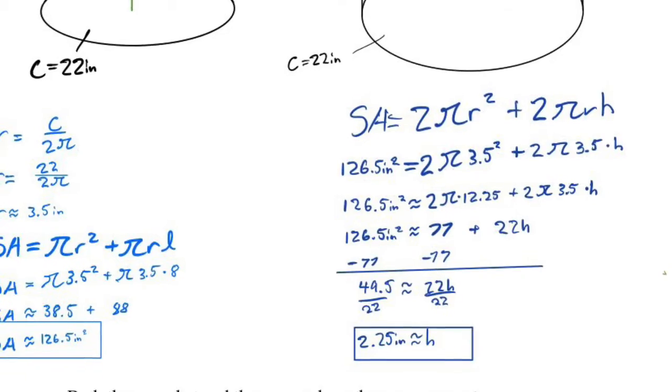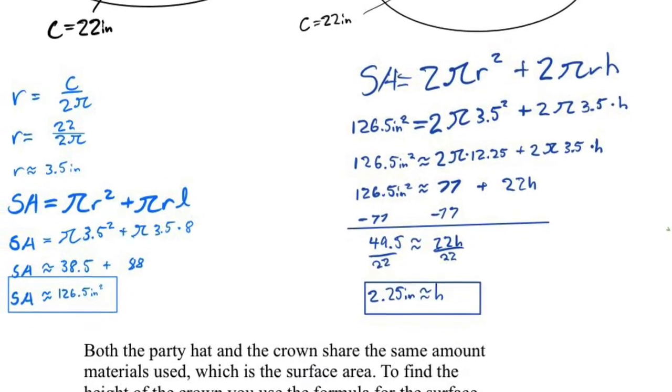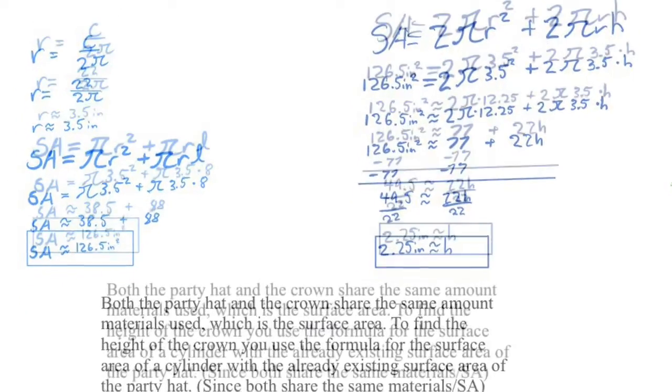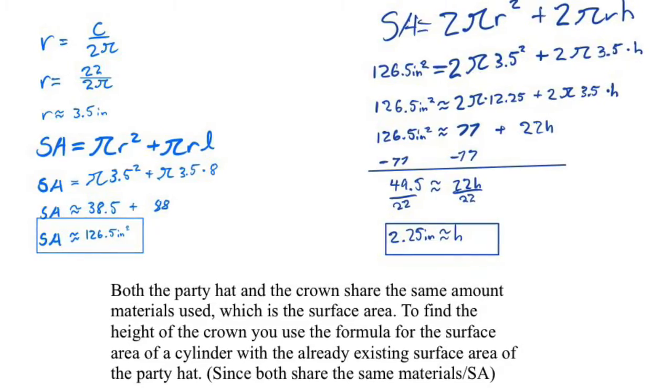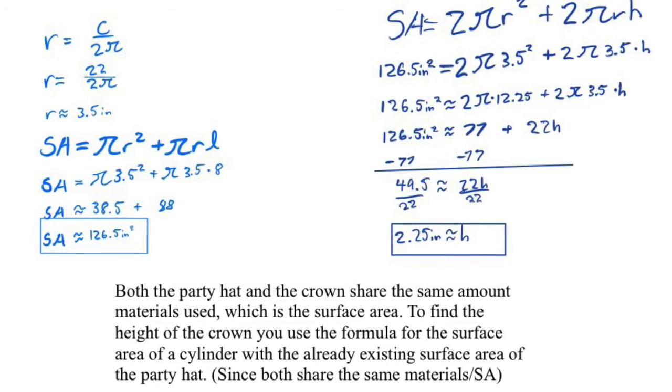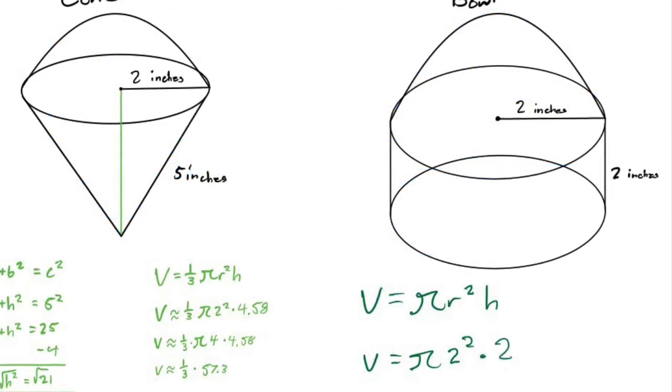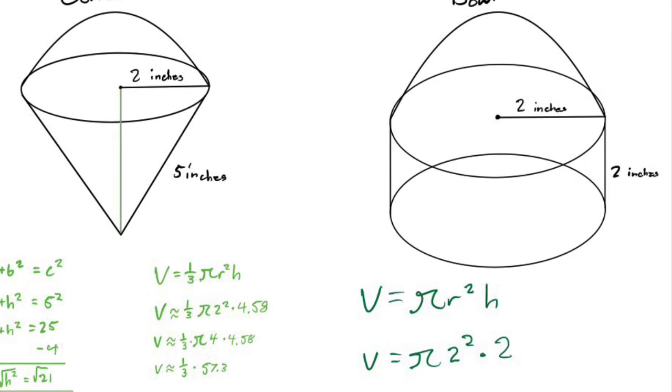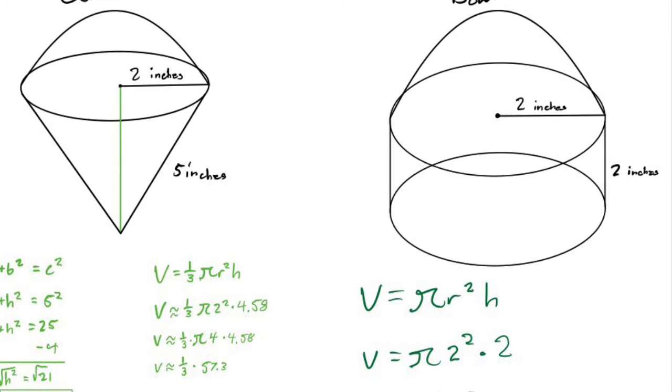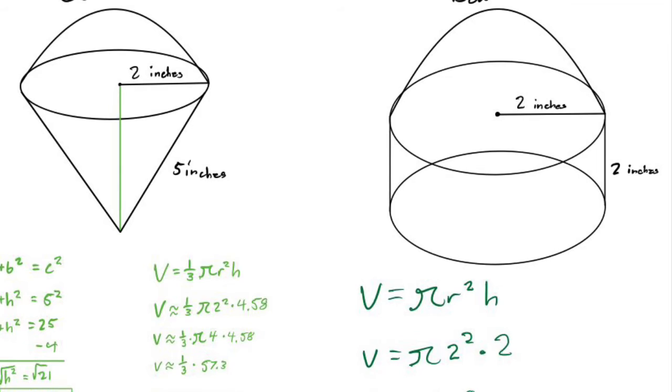Starting off, we're going to find the radius of the party hat using the formula r equals c over 2 pi. Plug in our numbers. r equals 22 over 2 pi, which then gives us r equals 3.5 inches.